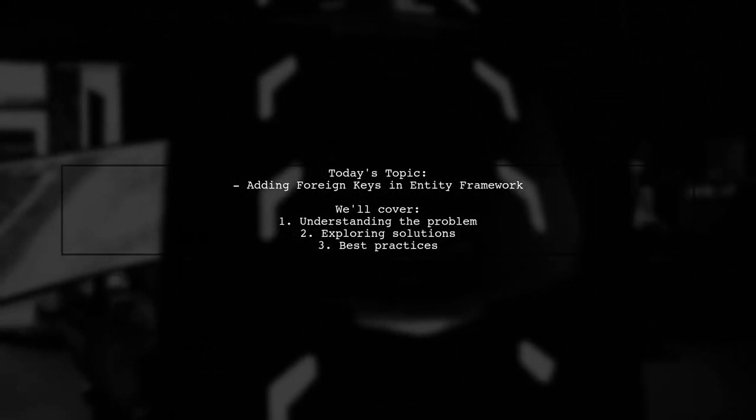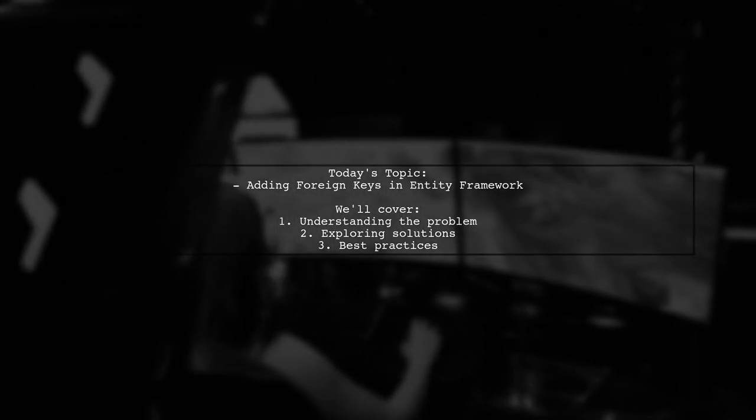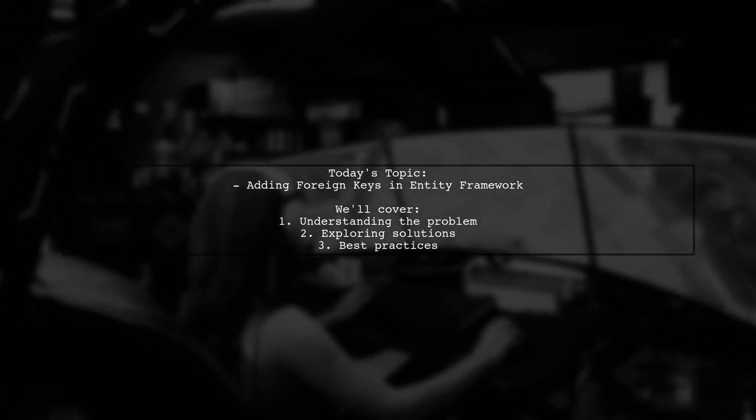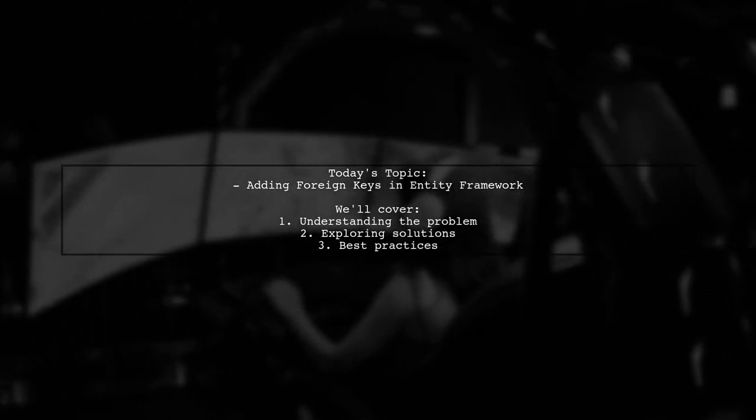Today, we're diving into a common challenge faced by many developers. Our viewer asks, how can I add a foreign key on two models to reference each other using Entity Framework?